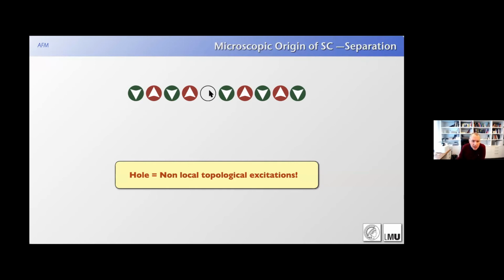So to picture that a little bit better, to understand a little bit better, this is actually quite a remarkable thing, because what this single hole does is to affect not only the vicinity of the hole, but it really affects the entire system. So let me show you what I mean by that.